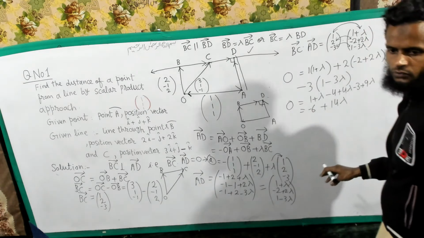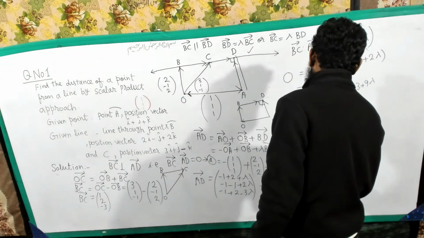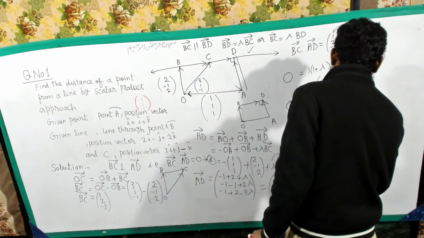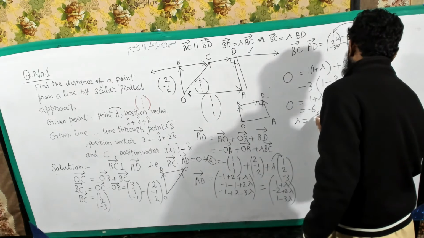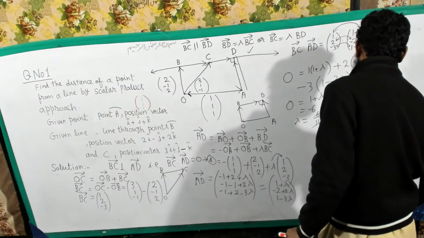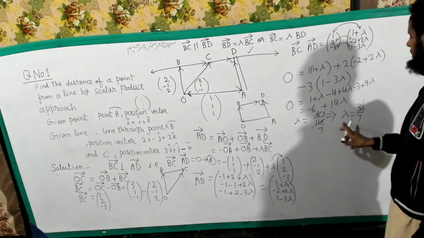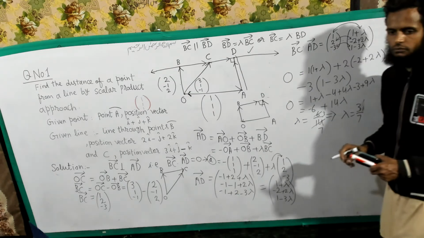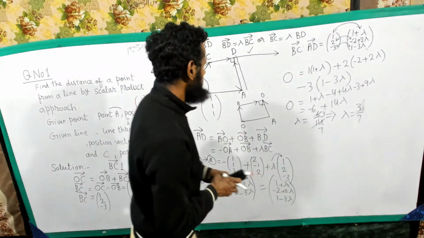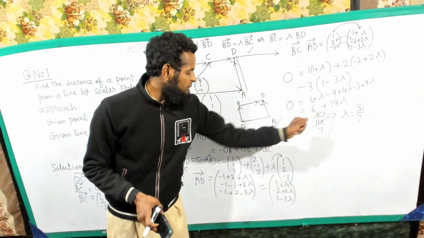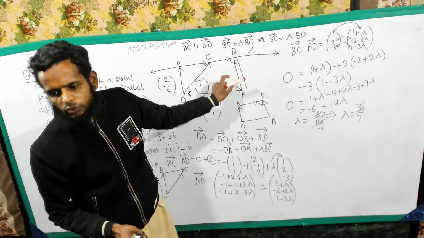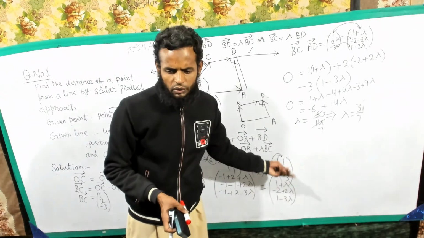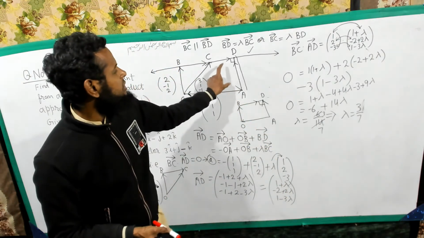14 lambda. So after solving, we get lambda is equal to 6 over 14, and after simplification the value of lambda is 3 upon 7. Lambda is equal to 3 upon 7, which is our answer. So we put this lambda value in our AD. In this way we will find the exact value of AD. Here lambda is unknown, so we put the value of the unknown in AD and we get this vector.